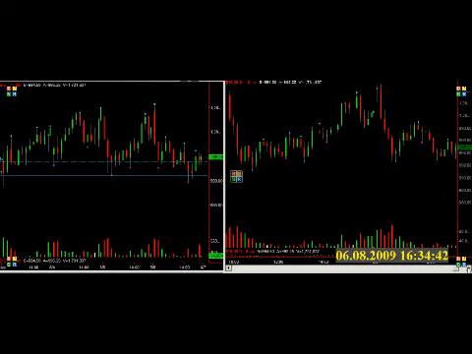Now I'm going to go ahead and plot a 20 MA on here. The reason I plotted a 20-period simple moving average is because some traders like to use moving averages to pick entries instead of using them as guides. So in picking an entry here, it came up.